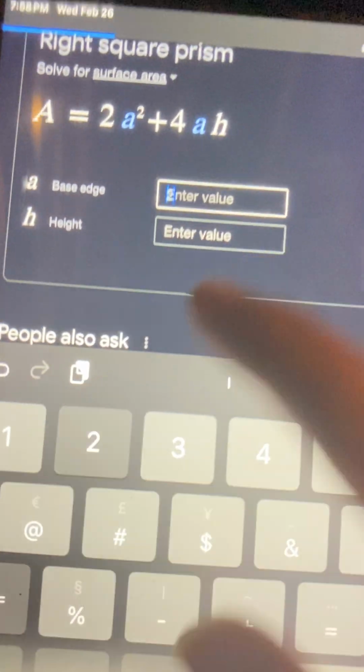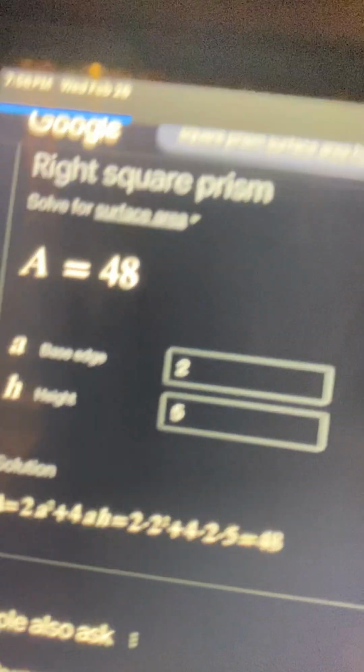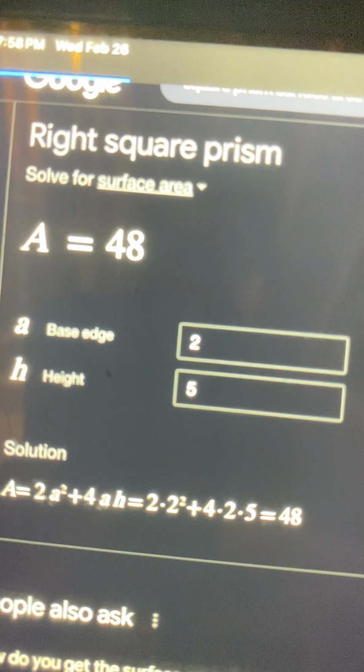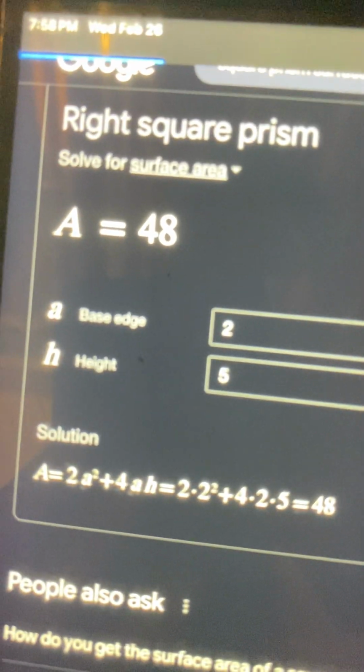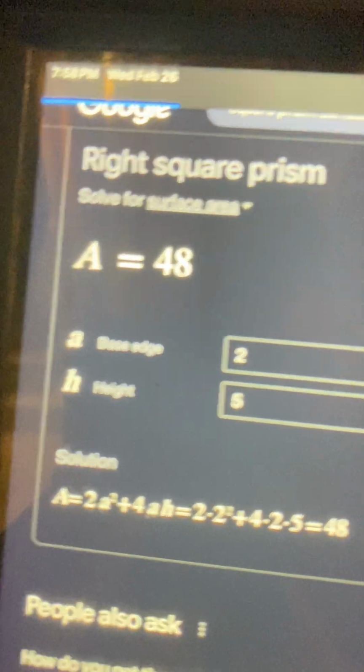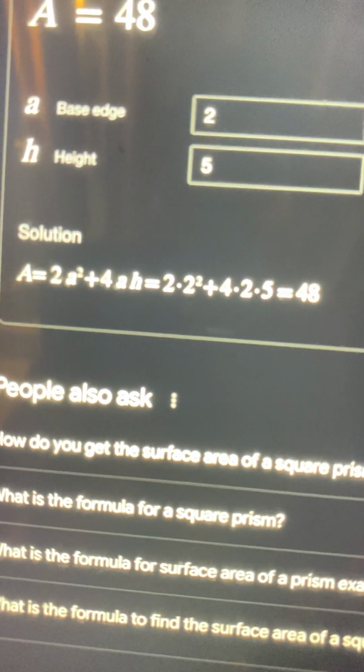So, let's substitute some numbers. Let's say a is 2 and h is 5. We should get 48 as our answer. Why do we get 48 as our answer? Great question, Byron. Good job. Why, thank you. You're welcome. So we got 48, but why? Well, we got 48 because we know that the surface area of a square prism is 2a squared plus 4ah.